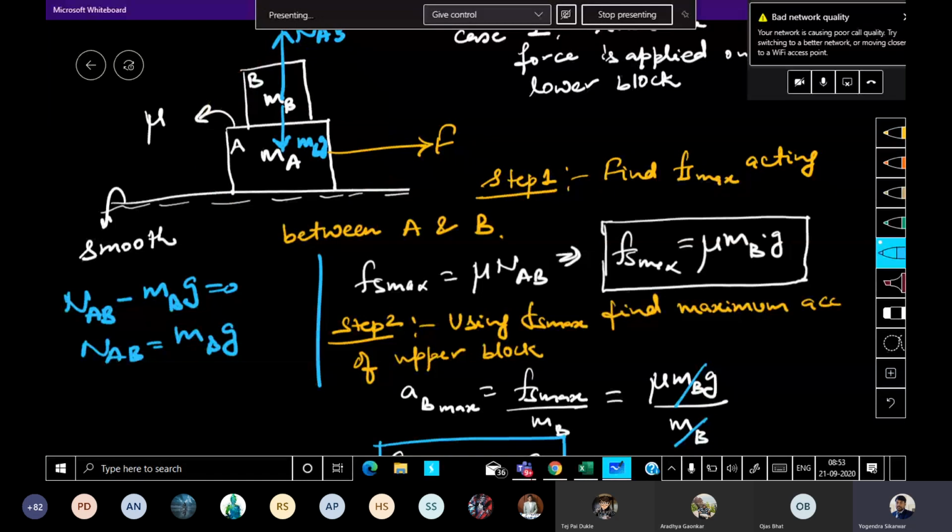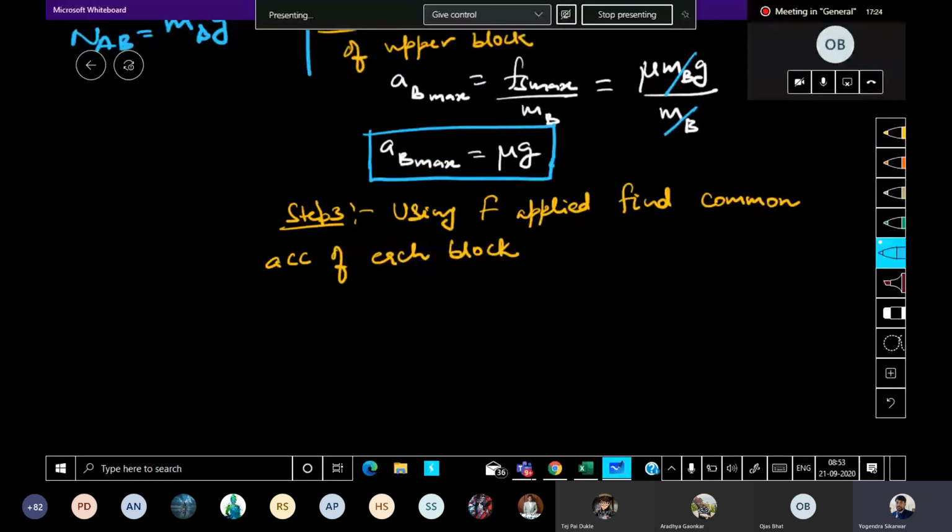All right. So let us find that. So using F applied, find common acceleration of each block.